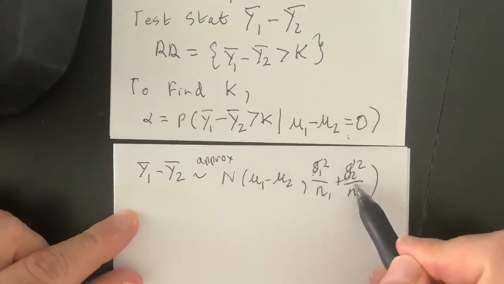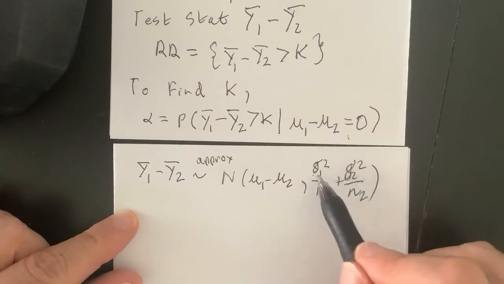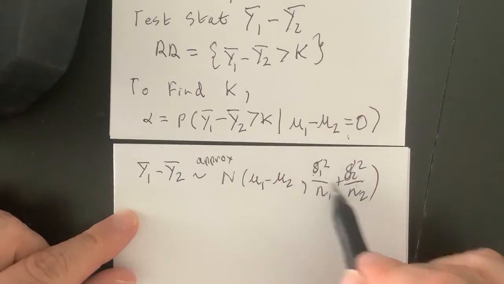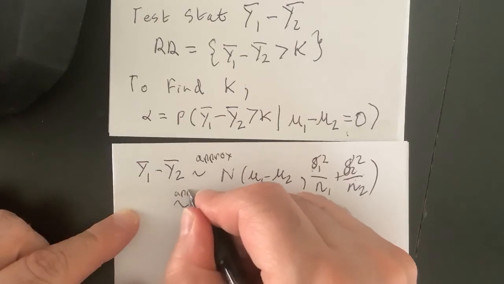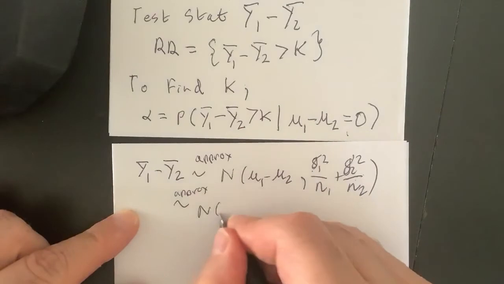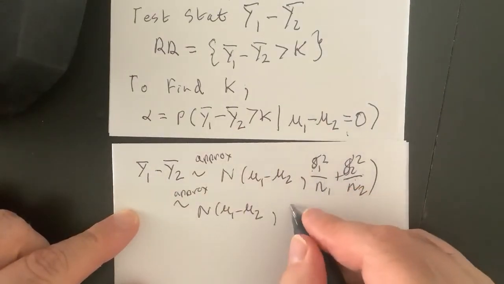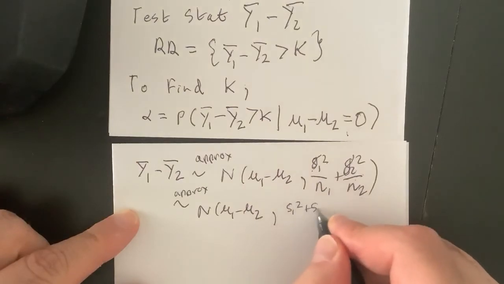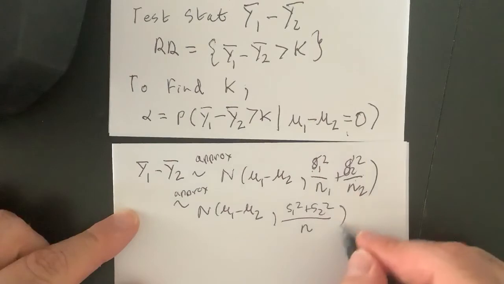All right, so here we go. Now we're going to, again, approximate these. Also, N1 equals N2, so I'm going to approximate these, so also approximately normal with mean mu1 minus mu2, and variance S1 squared plus S2 squared over N, the same N here.